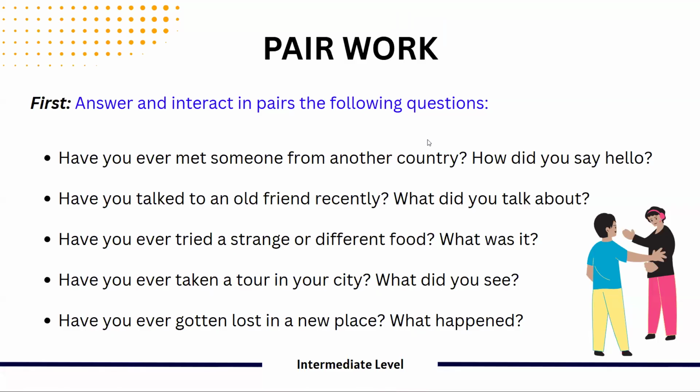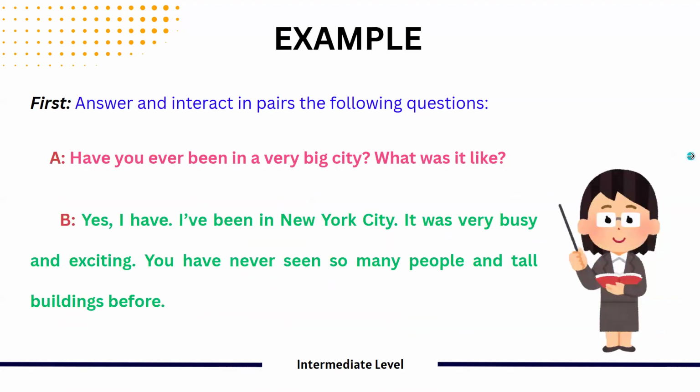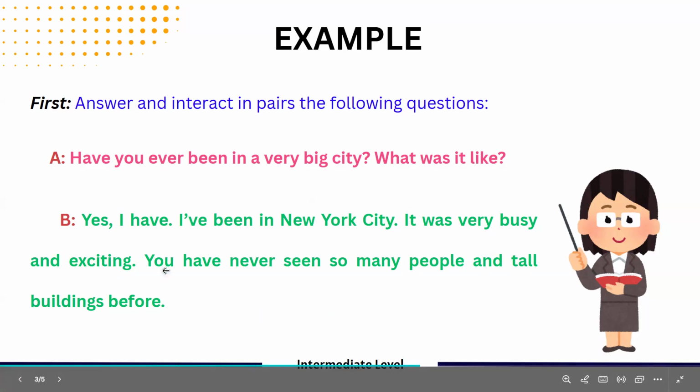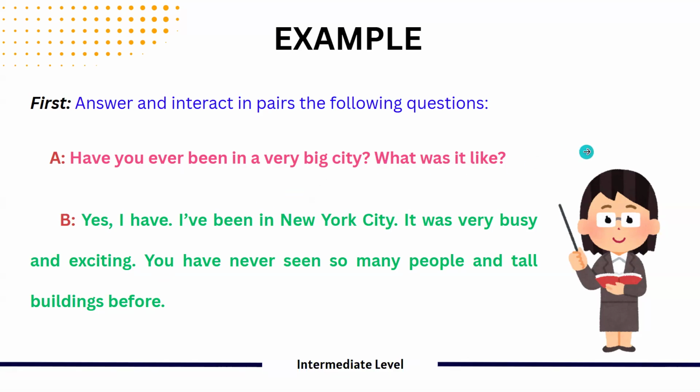Something important at the moment we are talking, when we are going to have different reports, it's information that I didn't say, but I listened to someone and I know that information. How can we do a report in this case? A report implies not only to answer yes or no, or she travels. No, a report implies that we have the information. Like in this case, we have the answer. Have you ever been in a very big city? What was it like? And I can say, yes, I have. I've been in New York City. It was very busy and exciting. You have never seen so many people and tall buildings before. So look at this. This is how maybe your partner answered to you. It can be short, it can be long, it's okay. But when we talk about a report, many things change when we are talking.